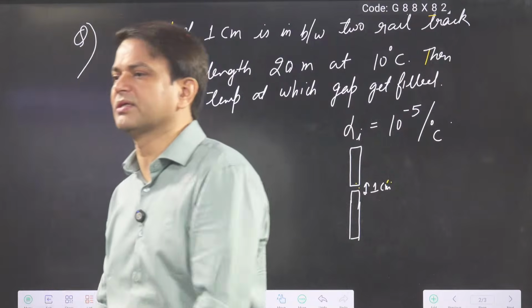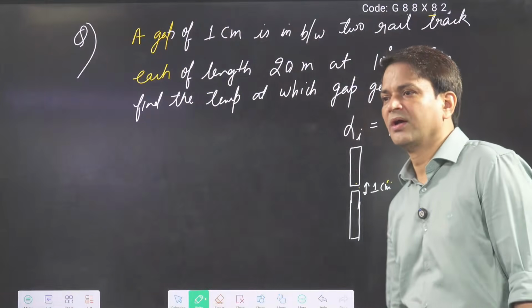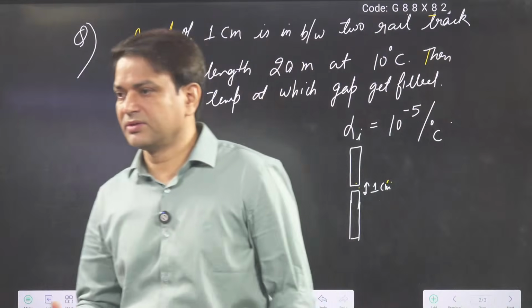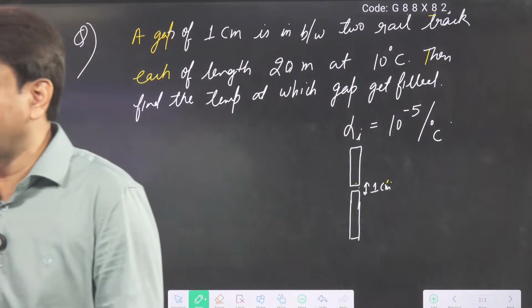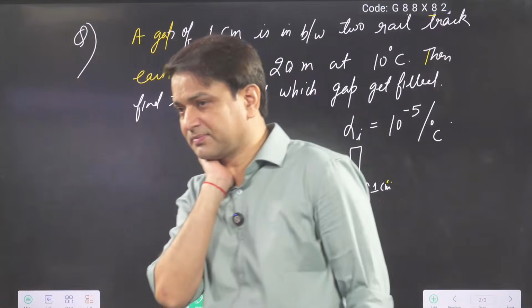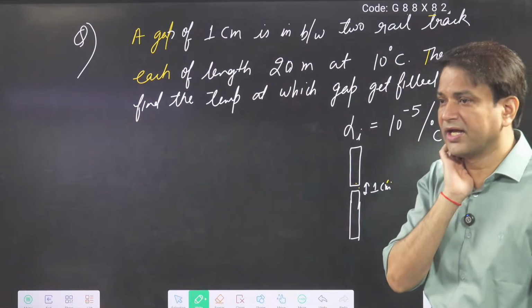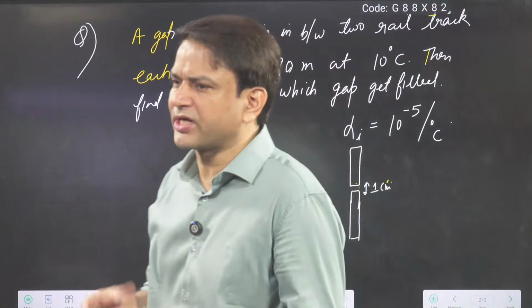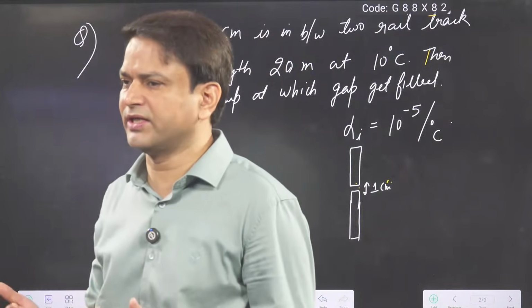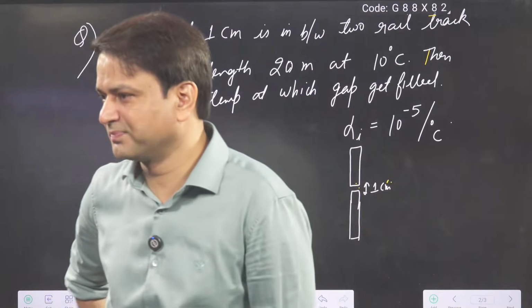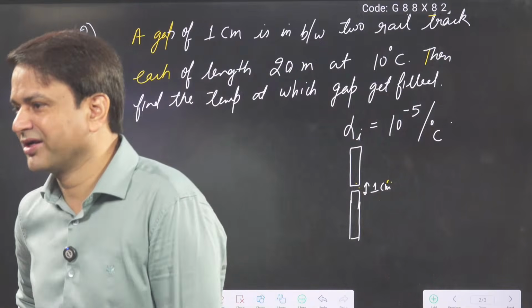How many of you will say this is correct? They will take delta L is equal to 0.5 centimeter. How many of you will take that? Tell fast. Delta L is equal to 0.5 because both tracks will expand, so 0.5 each has to expand, and then the gap will get filled. Okay, 1, 2 member, 3 member.